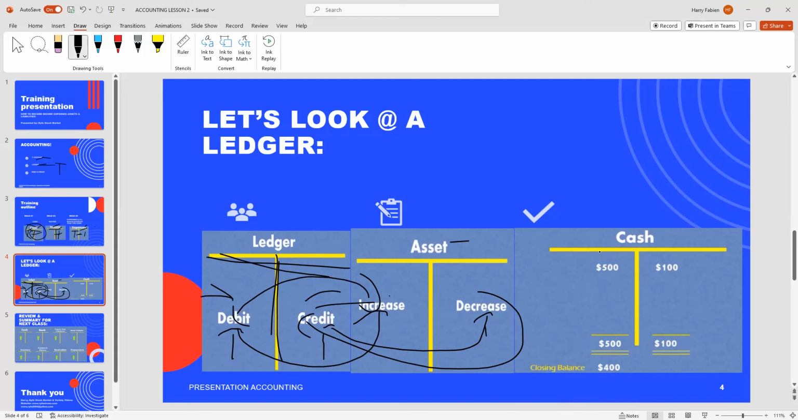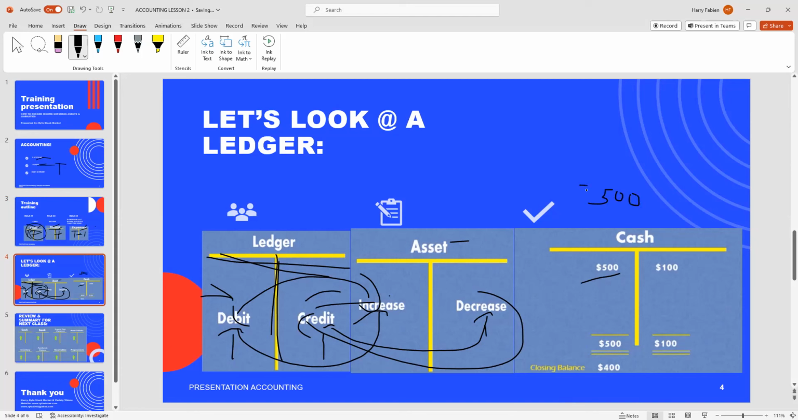Someone gives you $500. That $500, you have to record it in what you call debit. That's the way. You don't put it on increase. You put it there on debit.